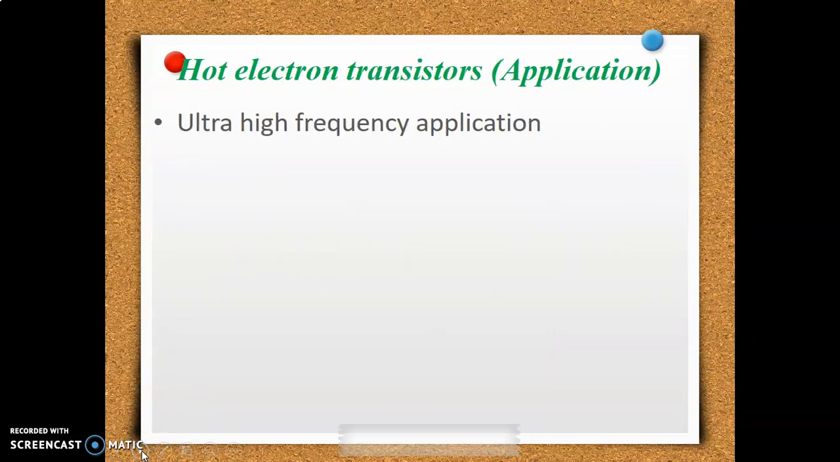Now about the applications, they are basically used in ultra high frequency applications.